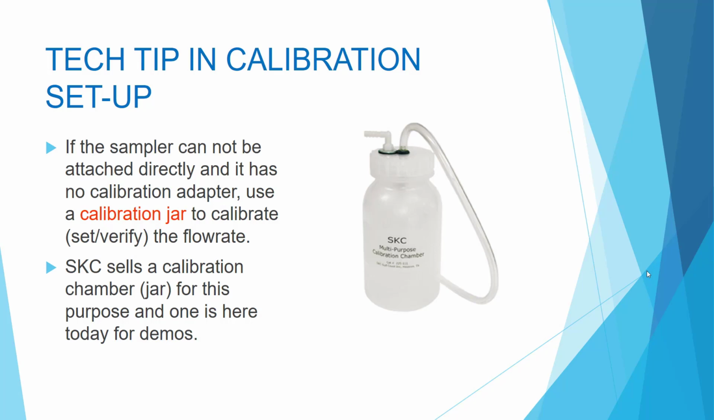Some respirable dust cyclones, like the old Dorr-Oliver, do not have a calibration adapter, so it is standard practice to use a calibration jar. Honestly, you want to avoid this if at all possible. It is much easier to use a respirable dust sampler that has a calibration adapter.